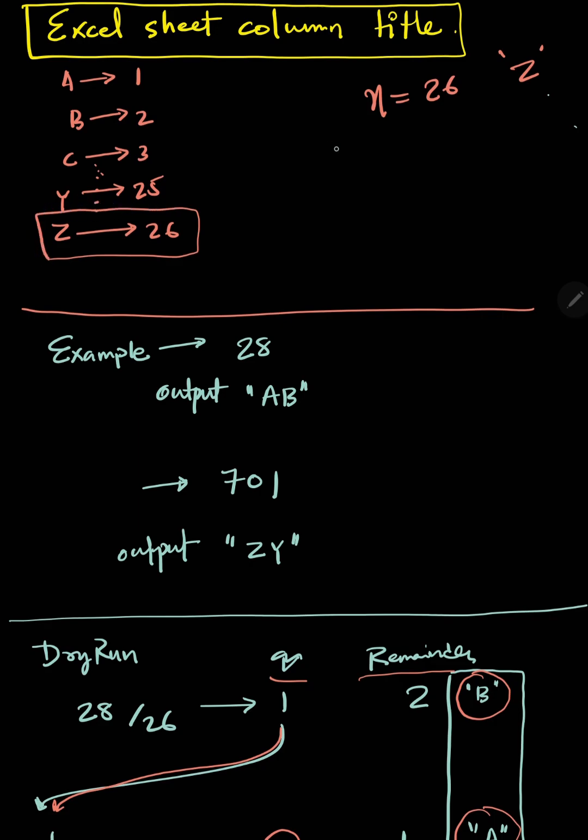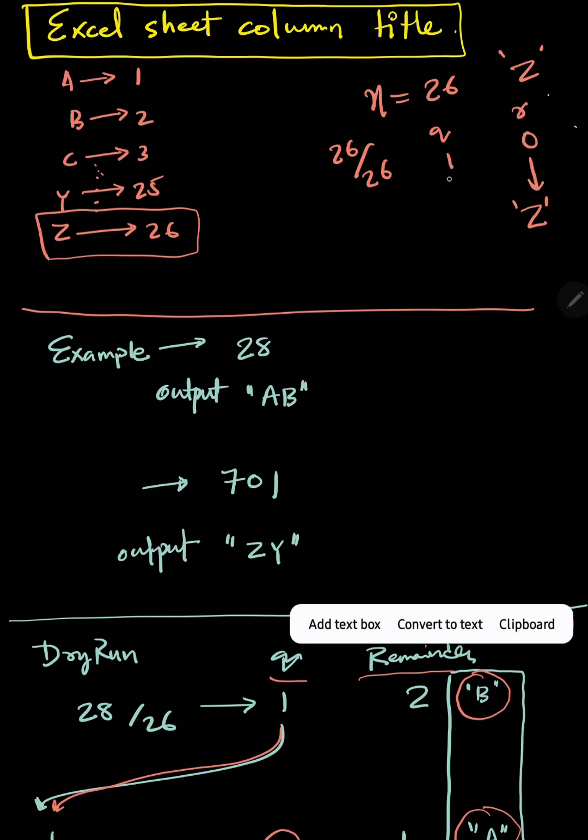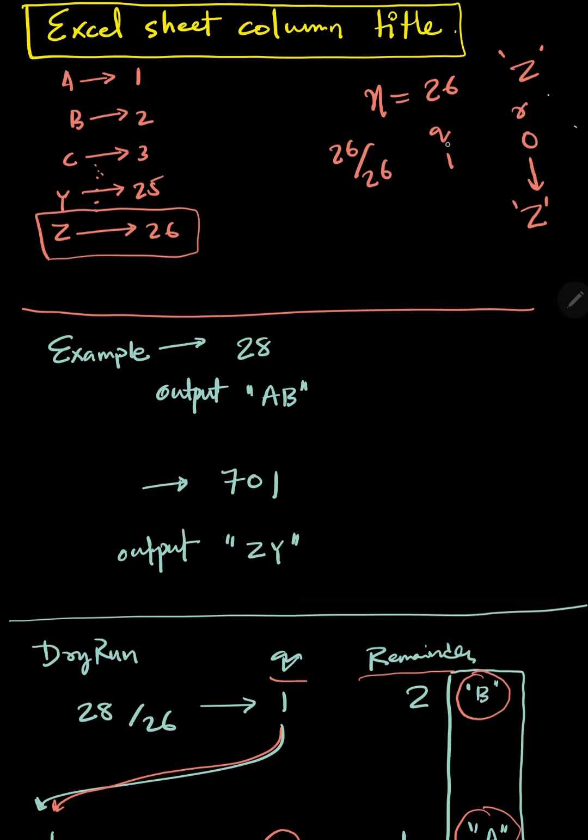How is this achieved? 26 divided by 26, the quotient will be 1 and the remainder will be 0. So this 0 is signifying that this is Z only, and we have to decrease this quotient by 1. 1 minus 1 equals 0. Now we achieved 0, we stop. This 0 is actually Z only. You have to remember that.